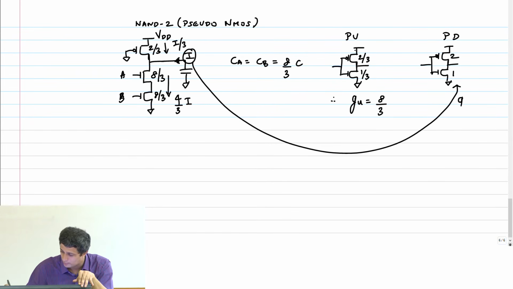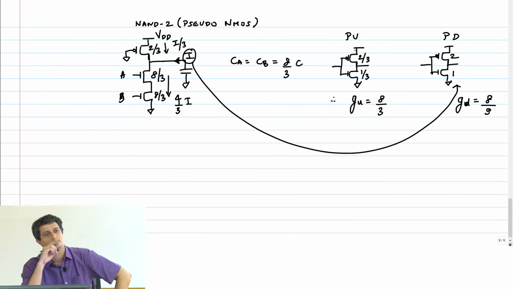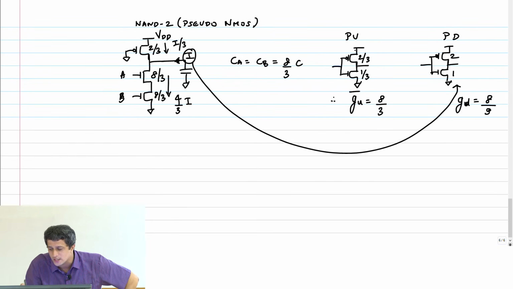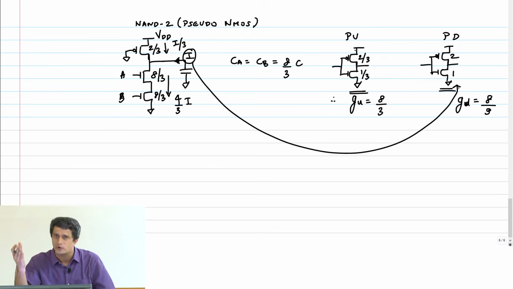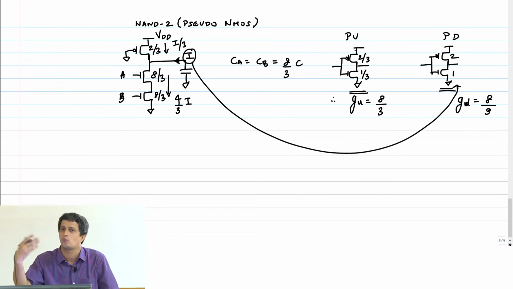Therefore, pull down logical effort is how much? 8 by 9. Clear? So it will turn out that these reference inverters don't change, because from now I am going to size my transistors so that the effective drive strength is the same with respect to the unit gate. So these reference inverters will remain the same whether you do NAND, NOR, whatever stack.